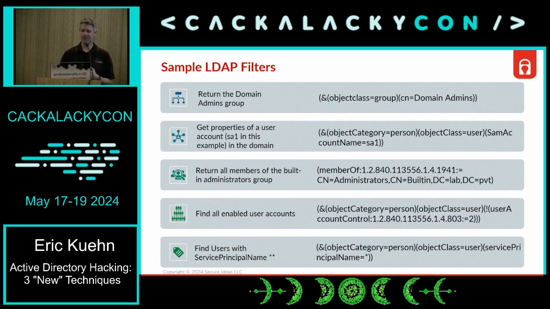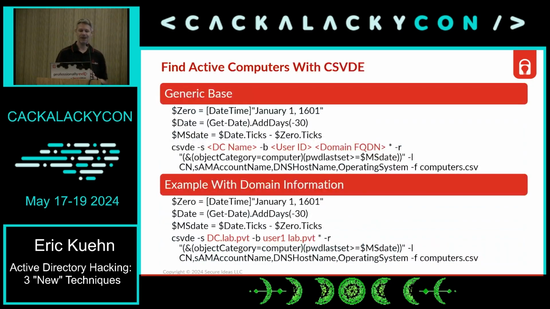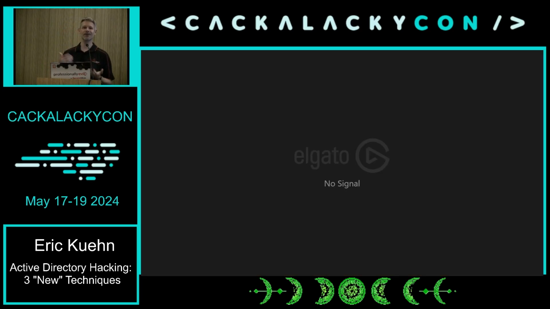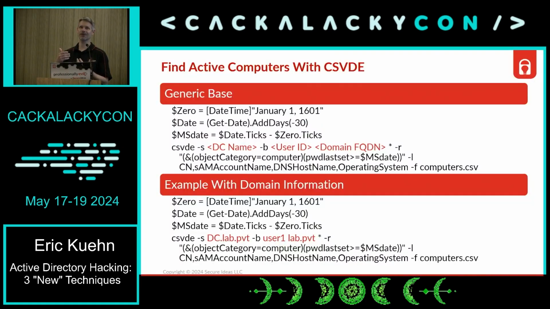Since I brought up CSVDE, here's a quick way of doing it. I admit we're using PowerShell here because Microsoft time is one of those strange pieces of information. It's a number. It is the number of 100 nanosecond intervals since 1601. I think I got that right. 1601. 1900 is UTC, or epoch time.